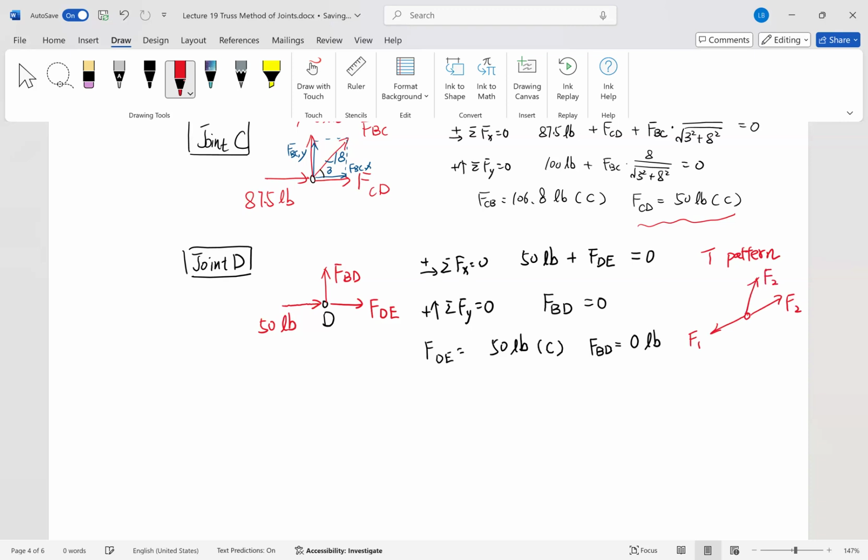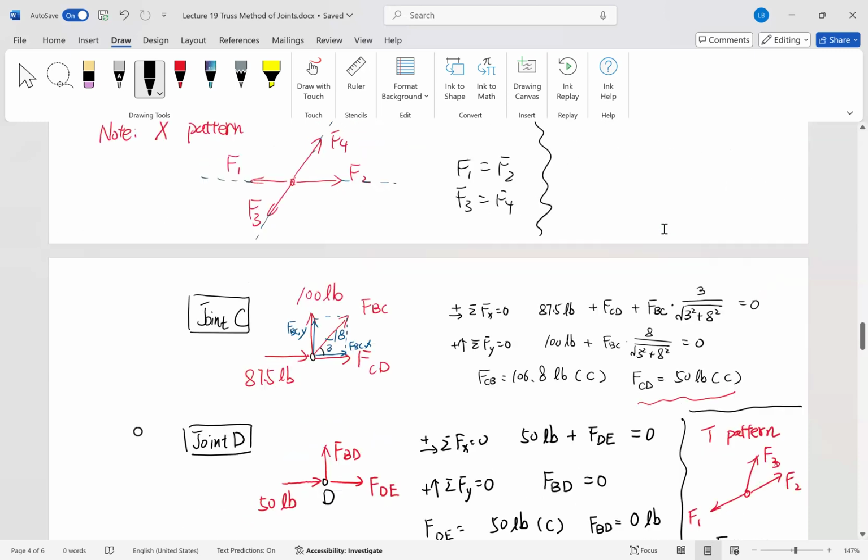Note, if I have F1 and F2, they are collinear. In other words, they are along the same straight line. And F3, I'm sorry, M3 is not along the line. Then F3 has to equal 0. Okay, we can call this a T pattern. Actually, the T pattern is a special case of the X pattern that we introduced in the previous class.